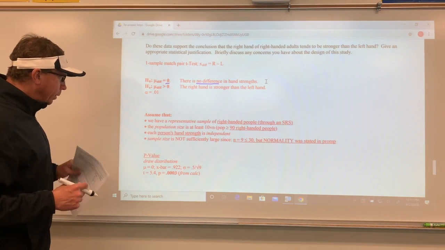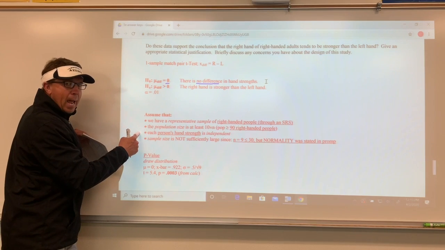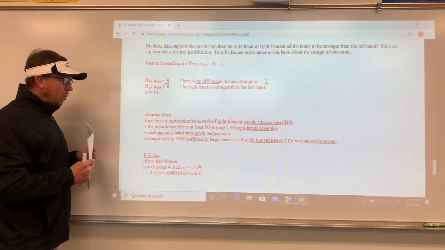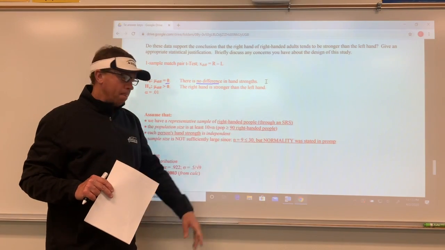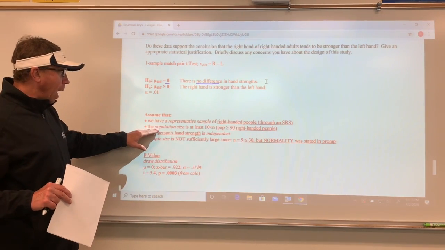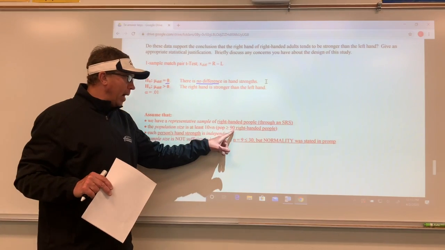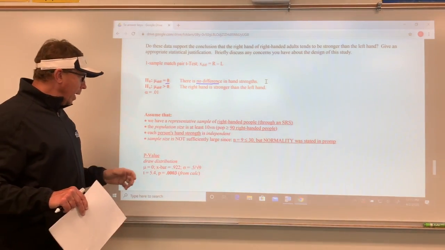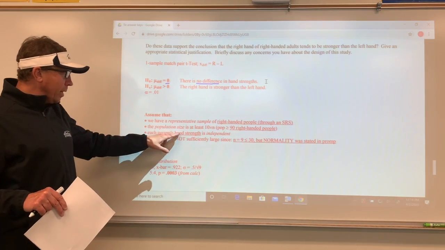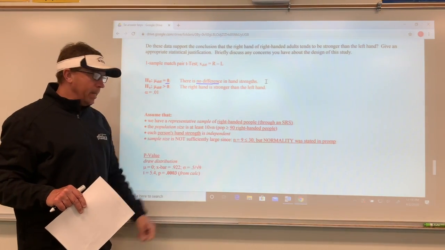Okay, our assumptions. This is the SPIN acronym. Assuming we have a representative sample of right-handed people, we're assuming the population is at least 90 right-handed people. Obviously, there's millions, or in this company, maybe there's hopefully more than 90. Each person's hand strength is independent. That's the I in SPIN.